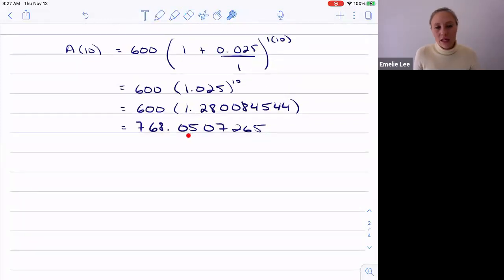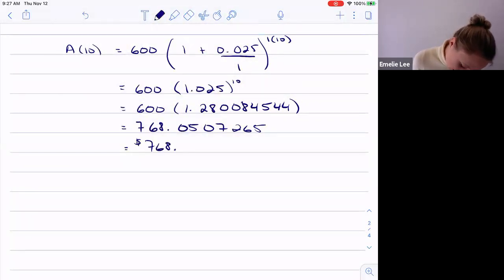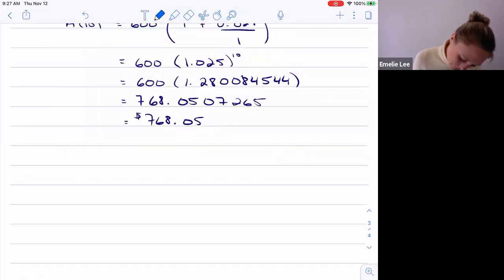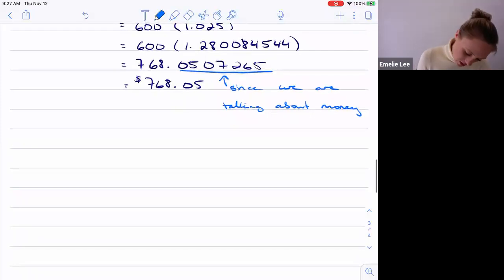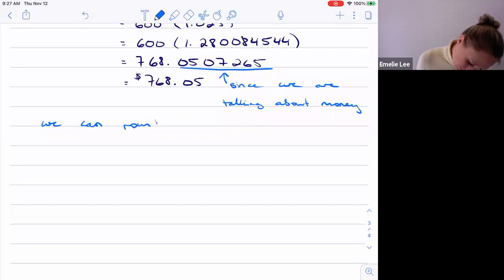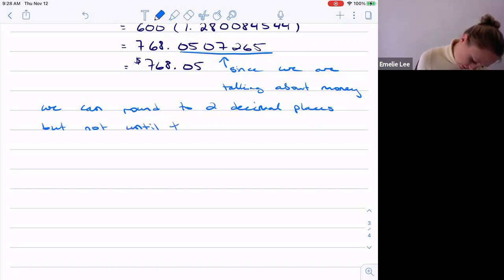Because it's money, right, I can round it to 2 decimal places and not feel bad, but I'm not going to round until the very end. So this is going to be $768.05. So here, since we are talking about money, we can round to 2 decimal places, but not until the very end.